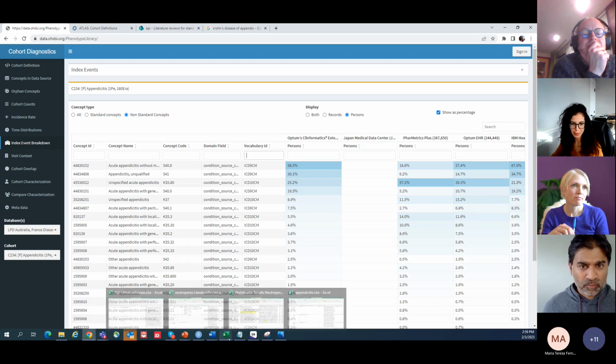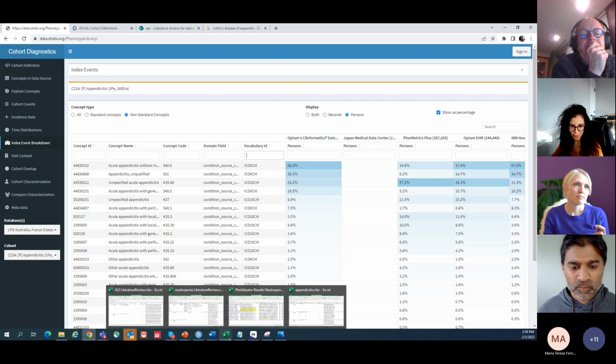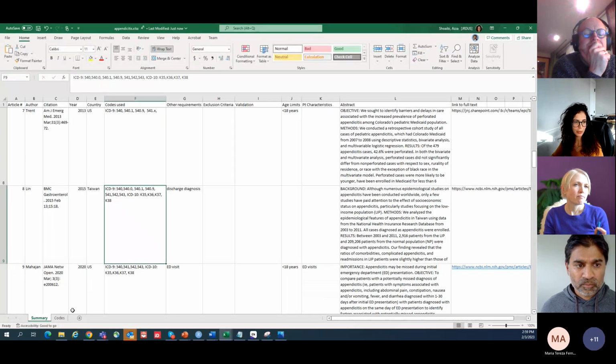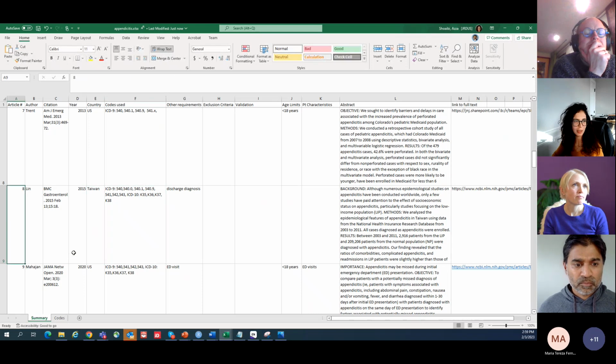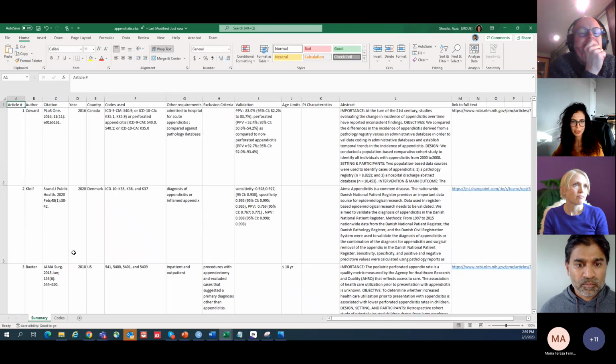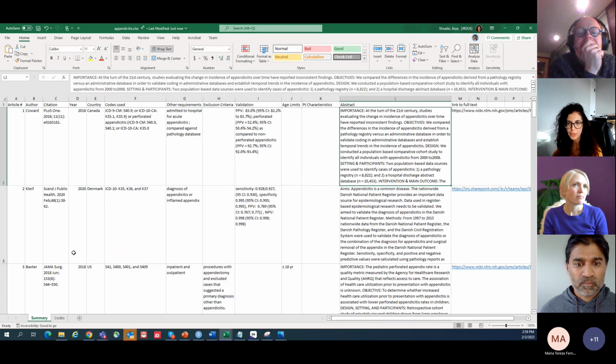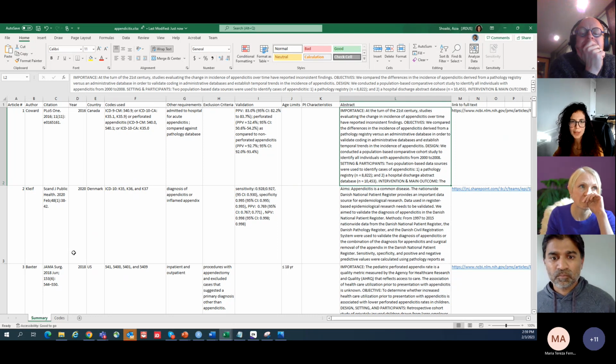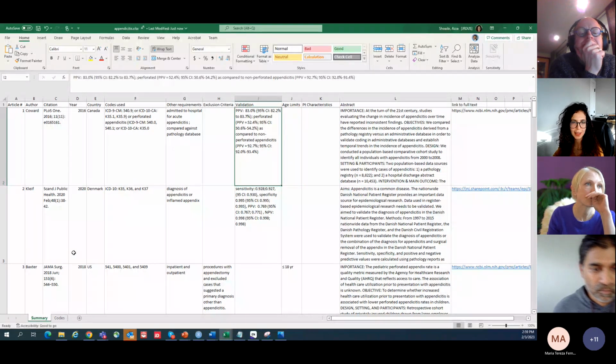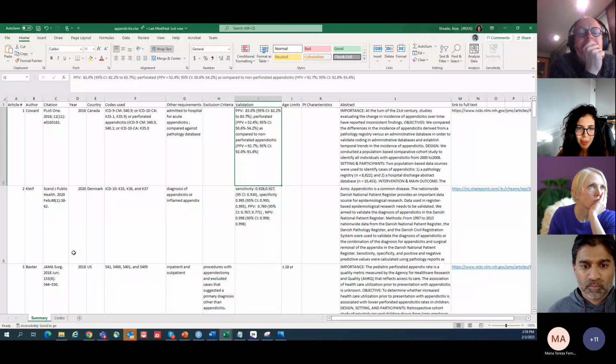I'm not going to spend time on this, because if I'm always worried about what others have done, just look at the literature and pick one of those definitions instead of creating your own. Here, this is a paper that validated a definition for appendicitis. They found that their PPV was 83, and that's it. They just give me PPV, right?